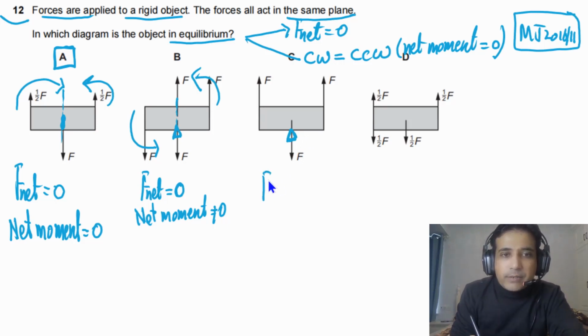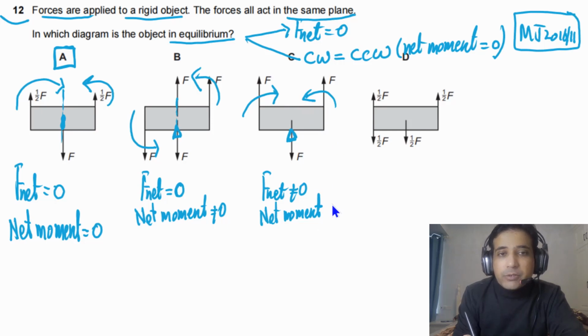So we can say F net is not equal to 0. But the net moment is 0, because the moment due to this one will be clockwise, and the moment due to this one will be anti-clockwise. So the net moment is 0. We can say the net moment in this case is equal to 0 because the forces have the same magnitude and the perpendicular distance from the pivot is also the same. So the net moment is equal to 0.